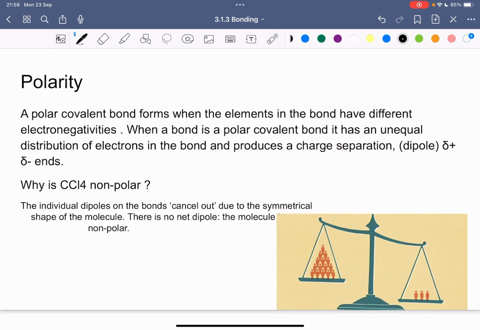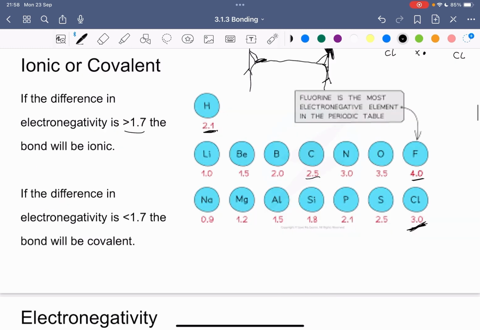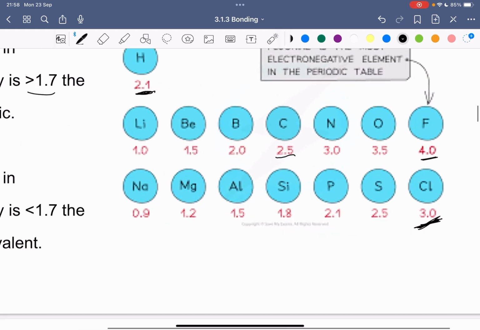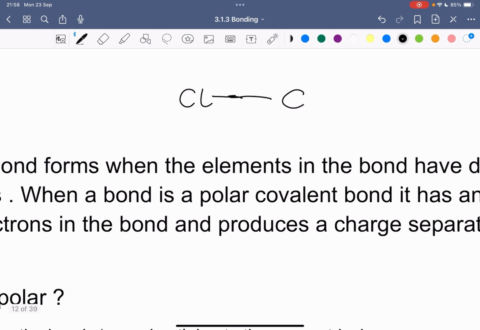Okay, so polarity links onto electronegativity. Like we said, if two elements have different electronegativity values, the electrons tend to one side more. So if we had something like C-Cl, for example, looking at our values, chlorine has a value of 3 and carbon has a value of 2.5. That means the electrons will tend more towards the chlorine, so somewhere here.